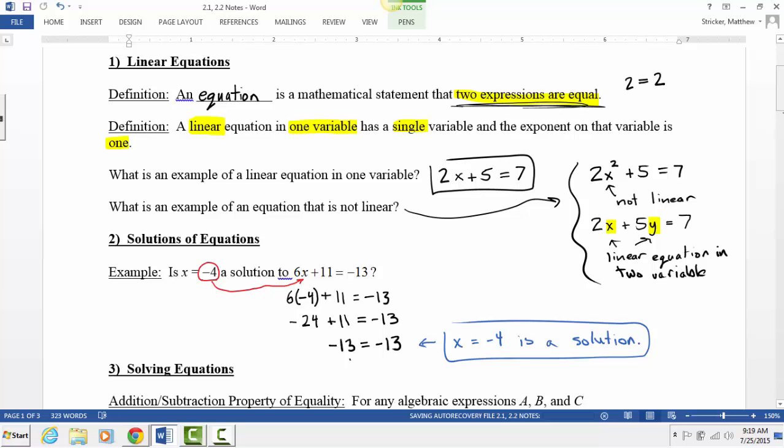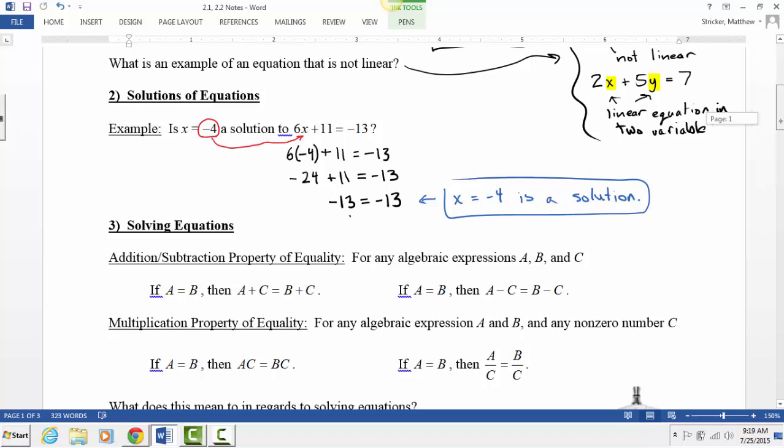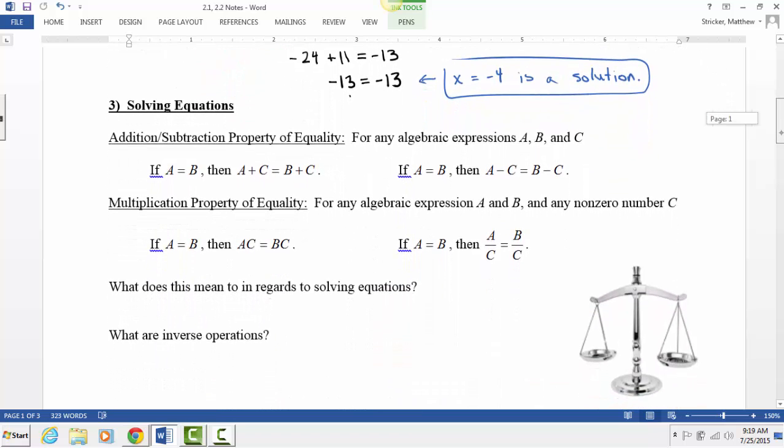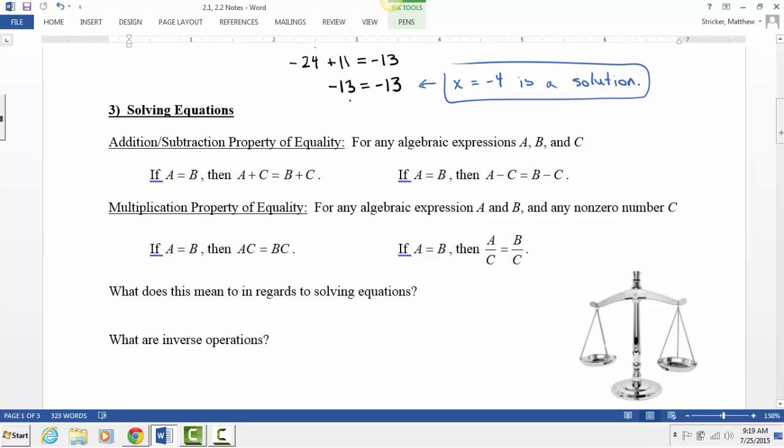Now let's start looking at how we actually solve one of these things. Before we do that, we're going to take a look at a few properties. The first one here is the addition-subtraction property of equality. It's pretty simple. It says that if I have a statement that A is equal to B, and I add the same amount to both sides, if I add C to A and I add C to B, then there's still an equal sign between them. They should still be equal.